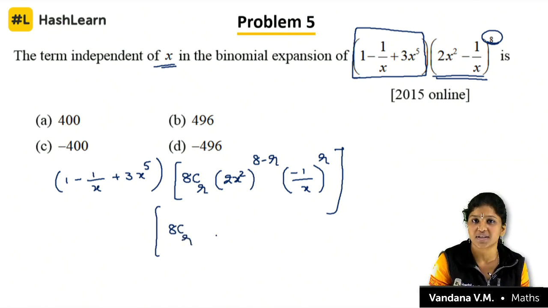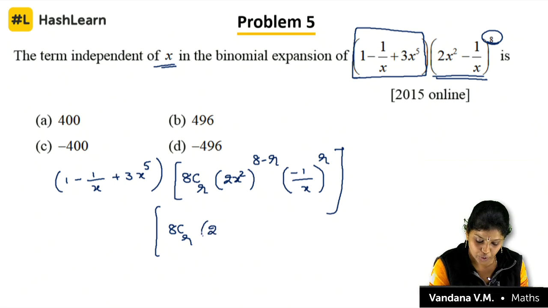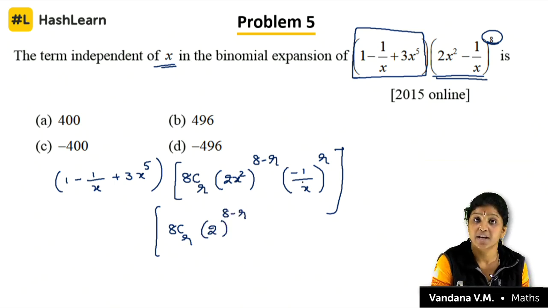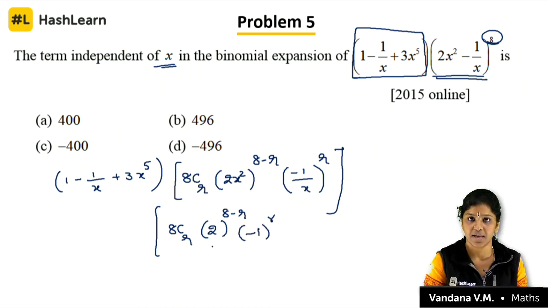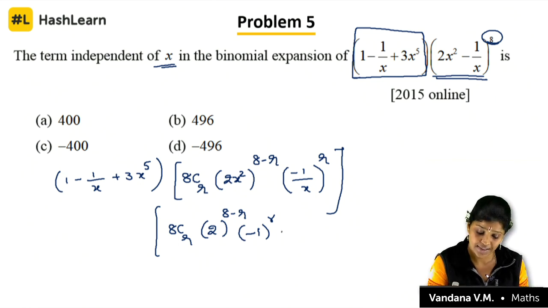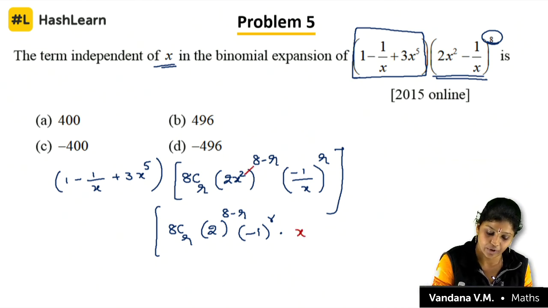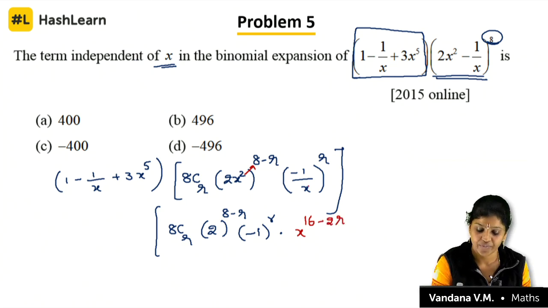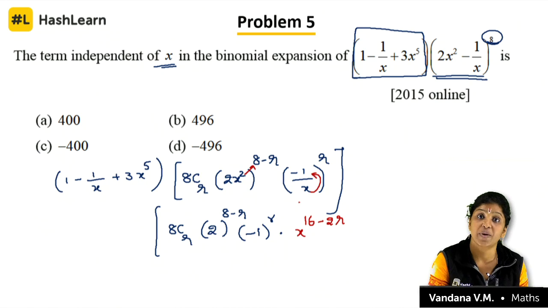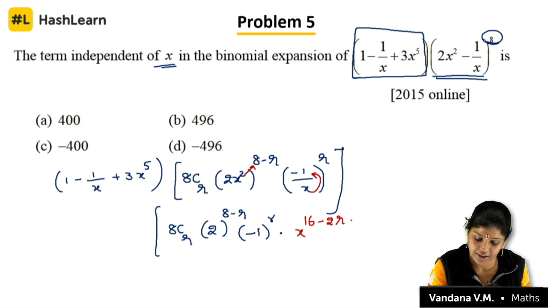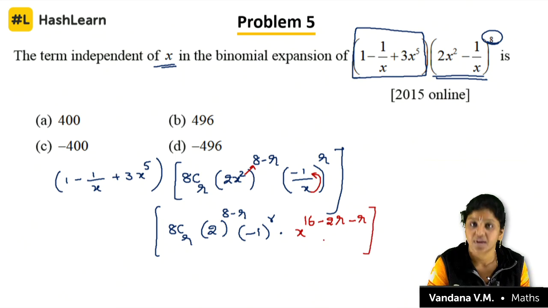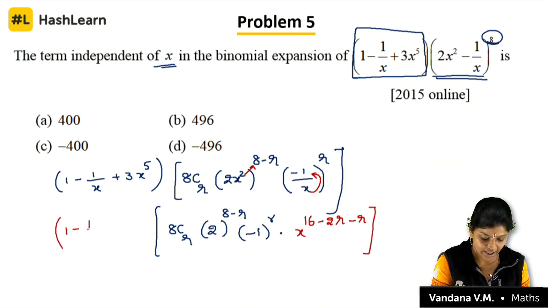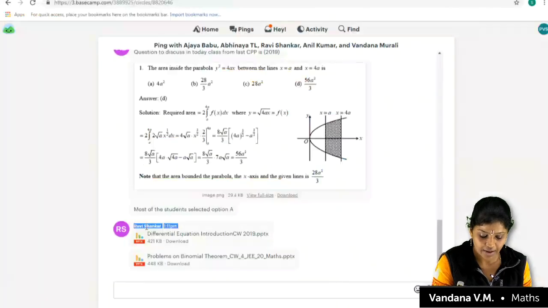8Cr, bring all the constants to one side, that is 2 power 8 minus r. Here also minus 1 is there, minus 1 whole power r. These are the coefficients. Now start writing the variables. X square, right? 2 into 8, that is 16 minus 2r. If it comes to the numerator, x power minus 1 whole power r. So, it is minus r. Right? Now, in front 1 minus 1 by x plus 3.